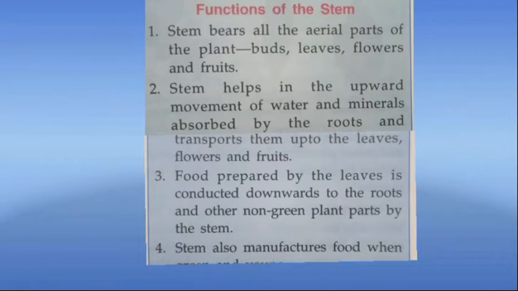Now let us study some of the functions of the stem. Stem bears all the aerial parts of a plant such as buds, leaves, flowers and fruits. Stem helps in the upward movement of water and minerals which are absorbed by the root and transports them up to the leaves, fruits and flowers. Food prepared by leaves is conducted downward to the roots and to other non-green parts of the plant by the stem. Stem also manufactures food when the plant is green and young.